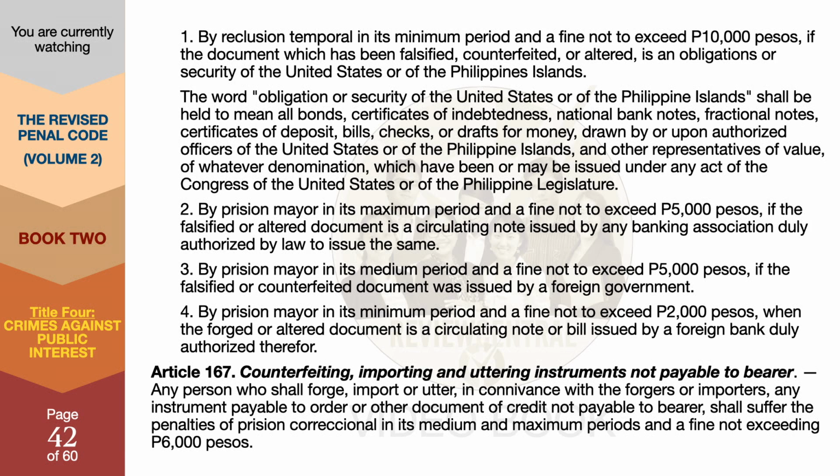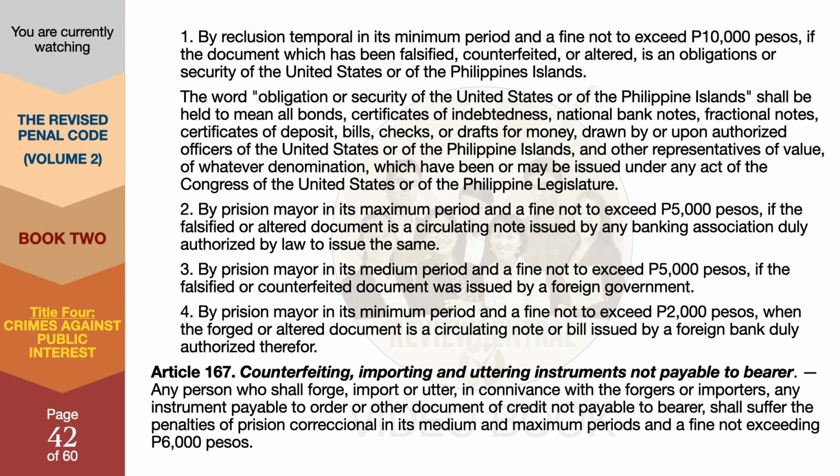2. By prisión mayor in its maximum period and a fine not to exceed 5,000 pesos, if the falsified or altered document is a circulating note issued by any banking association duly authorized by law to issue the same. 3. By prisión mayor in its medium period and a fine not to exceed 5,000 pesos, if the falsified or counterfeited document was issued by a foreign government. 4. By prisión mayor in its minimum period and a fine not to exceed 2,000 pesos, when the forged or altered document is a circulating note or bill issued by a foreign bank duly authorized therefor.